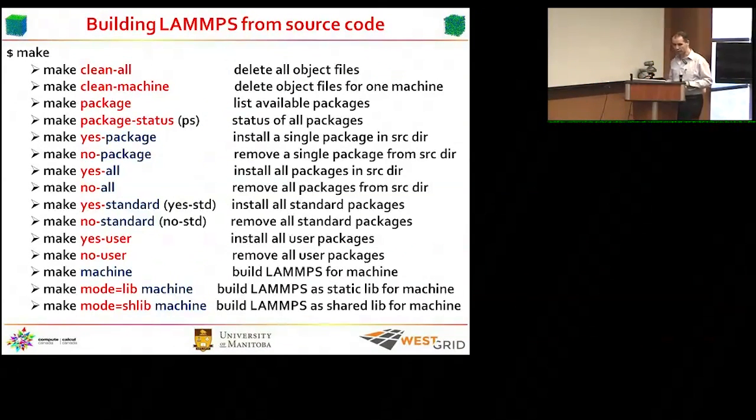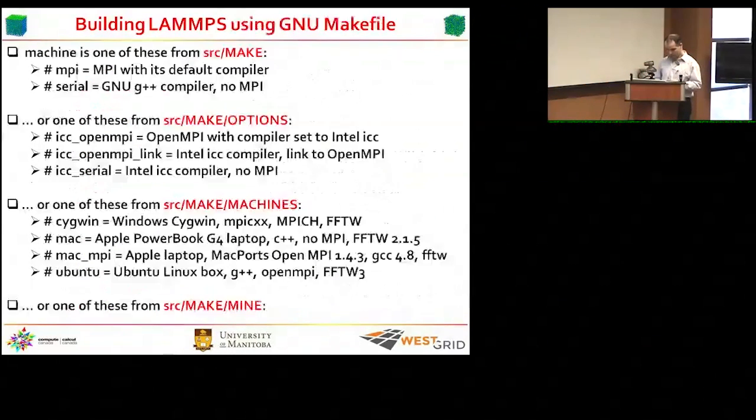Now to compile, we use make machine. If you go to the source MAKE directory, there are many makefiles. You have to pick the one which corresponds to your environment. For example, if I want to install LAMMPS on my laptop, I use Cygwin, so I just type make Cygwin. It will install. Of course, I may get some errors, so I have to change the makefile a little bit.